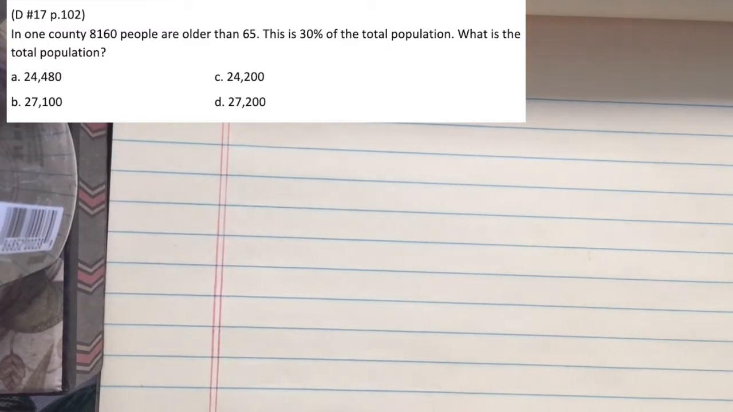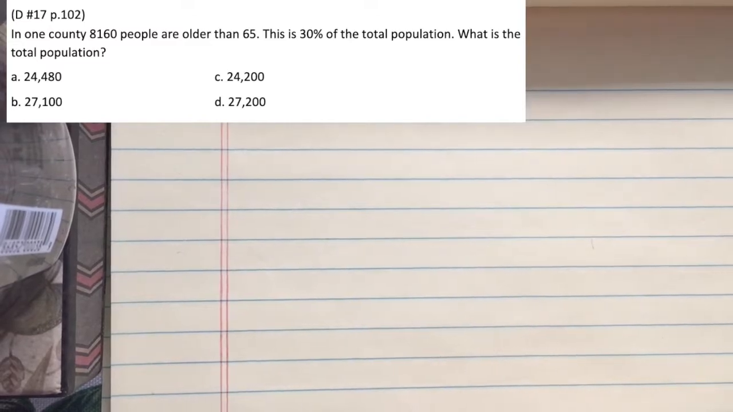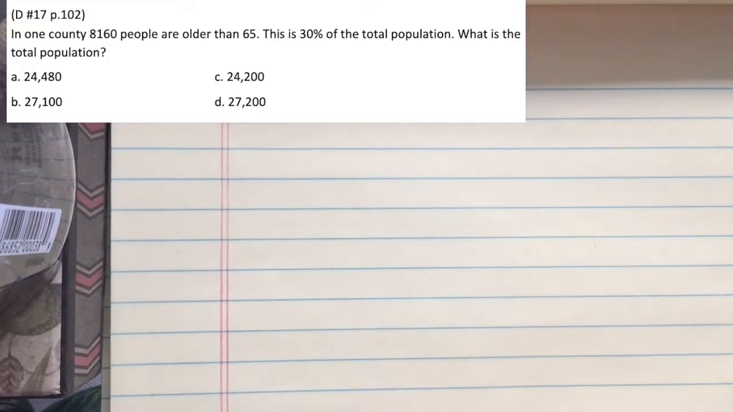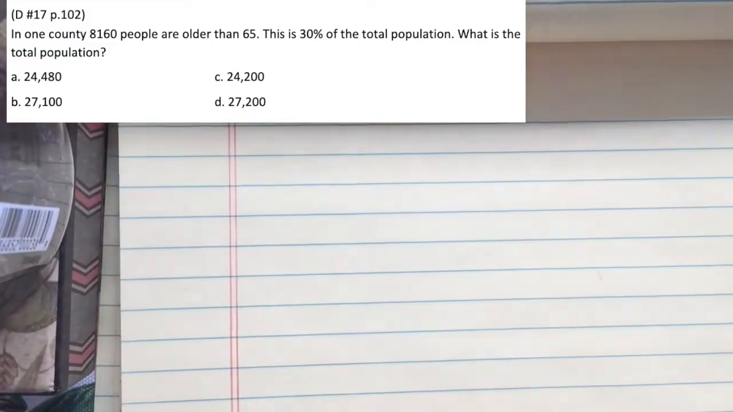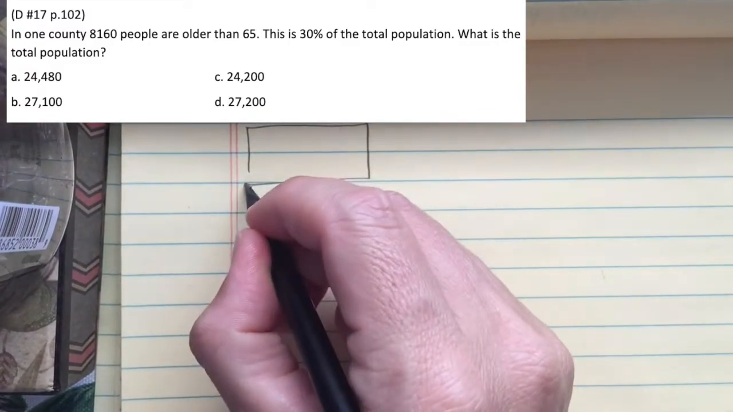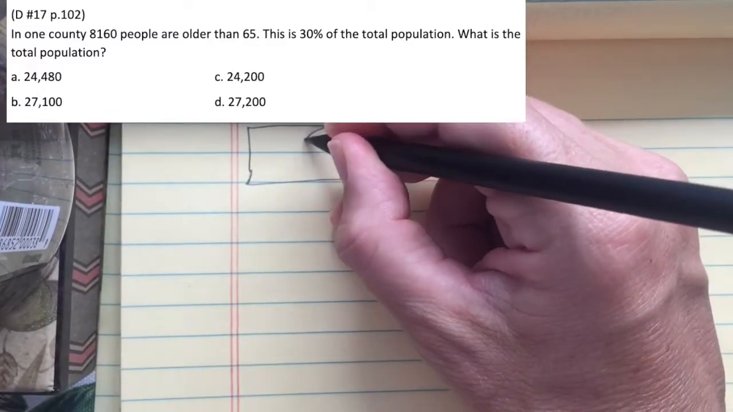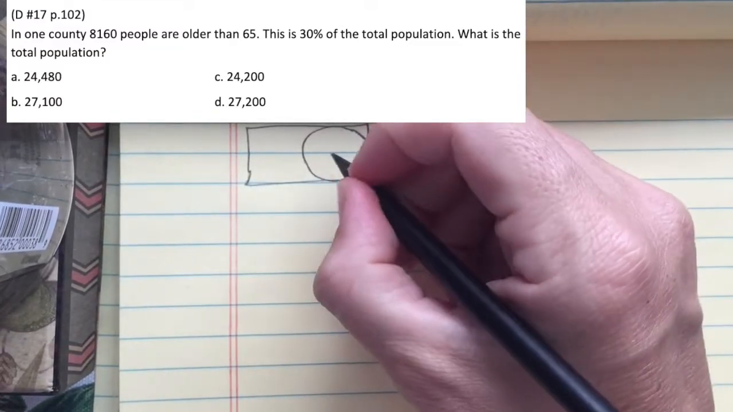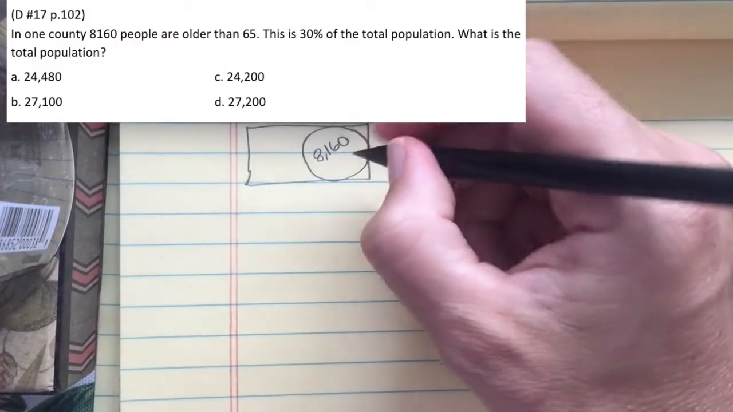Okay, in this problem it says, in one county, 8,160 people are older than 65. This is 30% of the total population. What is the total population? All right, so what do we know? We know that we have this county of people. Let's say this represents the county. And they're saying that in this county, I'm just going to draw a little circle. We'll say so many of those people are older than 65, right?